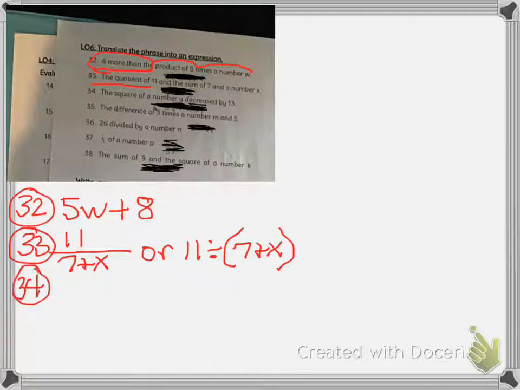34 reads the square of a number y decreased by 13. So let's look at the square of a number y first. So we're going to have y, and square means y times itself, so we put the exponent of 2 above there. Then it says decrease by, so minus 13.